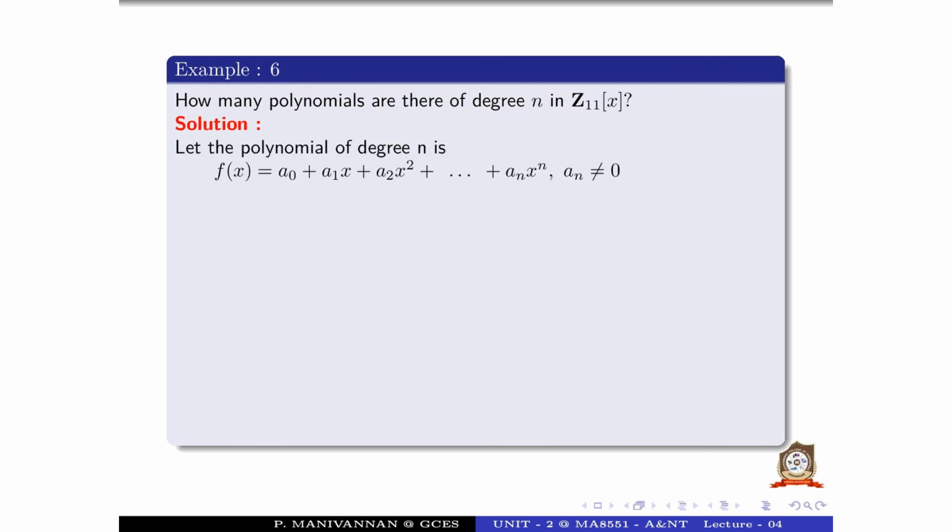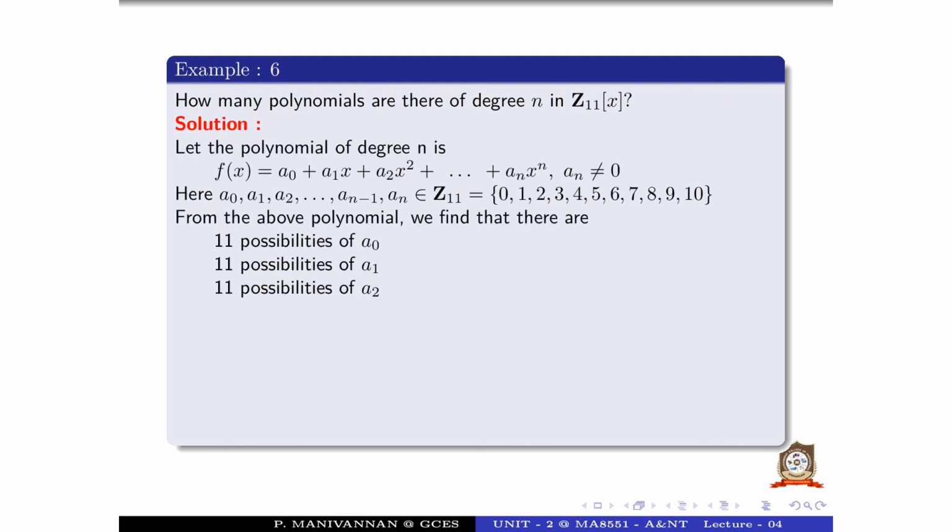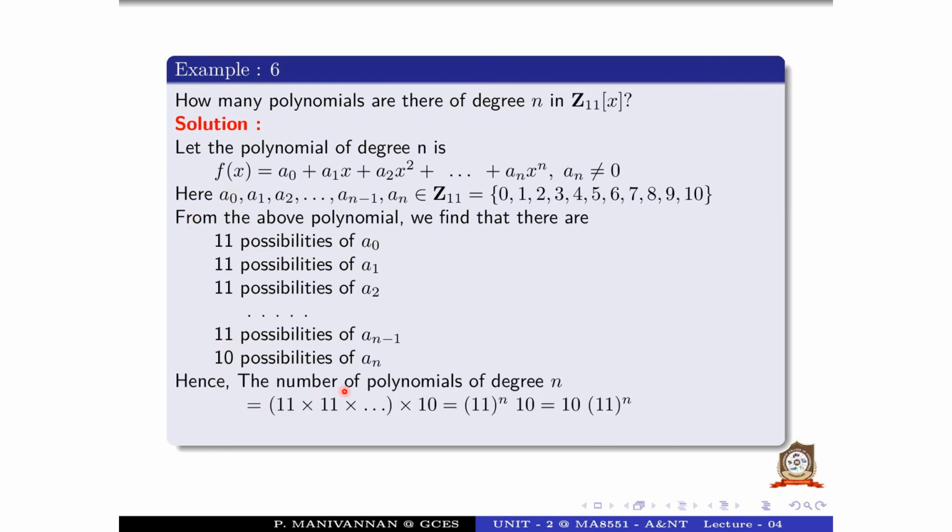Similarly, for degree n, we have a0 with 11 possibilities, a1 with 11 possibilities, a2 with 11 possibilities, up to a(n minus 1) with 11 possibilities, but an has only 10 possibilities. Here the indices 0, 1, 2 up to n minus 1 are n terms, so n times 11 possibilities. Therefore, the number of polynomials is 11 into 11 into 11 up to n times, into 10. It is equivalent to 11 power n into 10, so 10 into 11 power n.